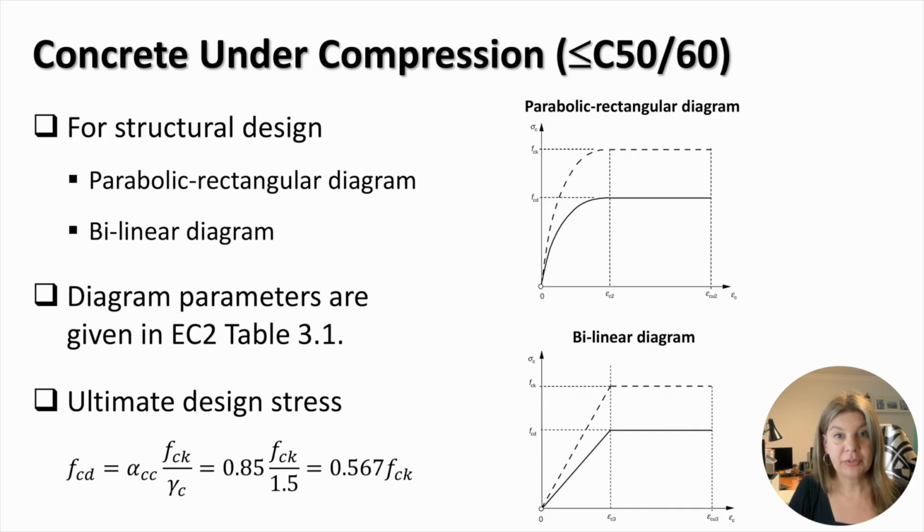The design compressive strength of concrete is equal to 0.567 times the characteristic concrete strength, fck. This expression takes into account the influence of the partial safety factor for the material, gamma c, and the differences in the stress-state of concrete in a structure and in a specimen tested for compressive strength. This is introduced by the factor alpha cc. Note that the ultimate design stress does not depend on the diagram shape.